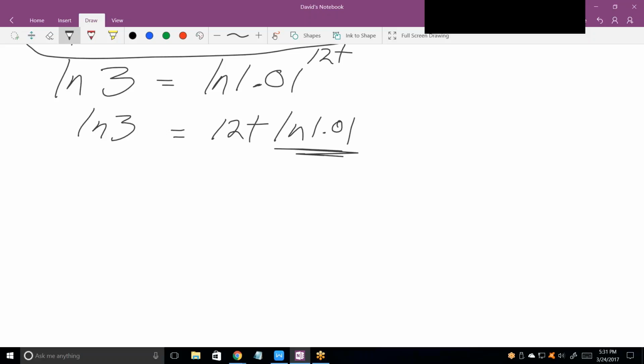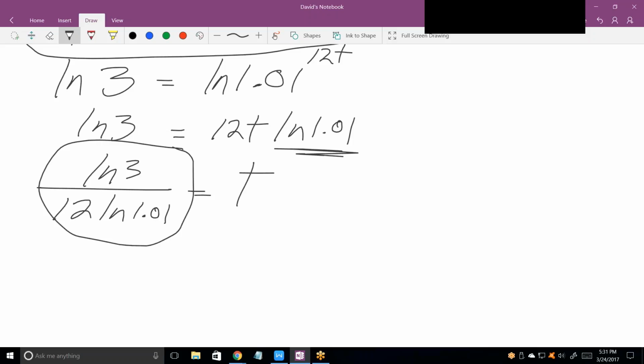In other words, so what is t going to be? Not the exact number, but, well, actually I do mean the exact number. But I don't mean as a decimal. I mean in logarithmic expression. The natural log of 3 divided by 12 times the natural log of 1.01. Now that number you can get out of your calculator.